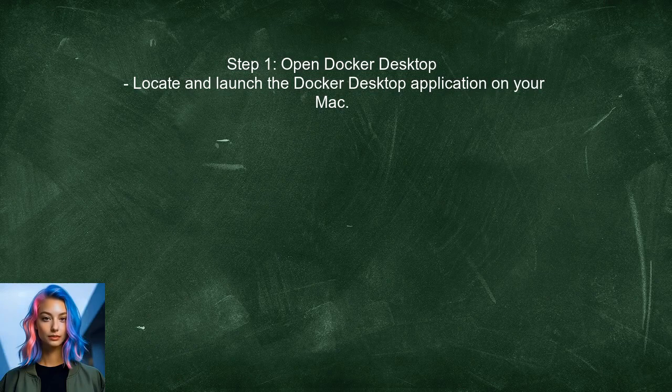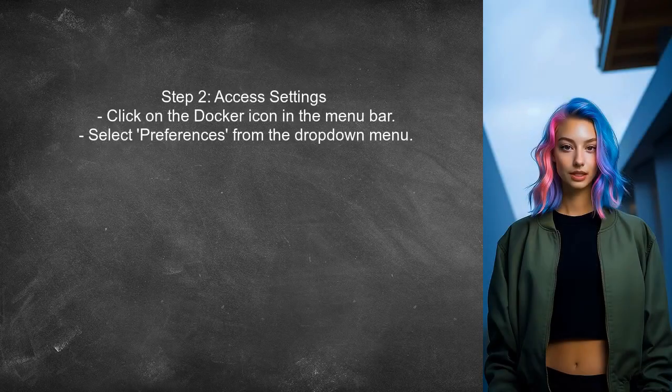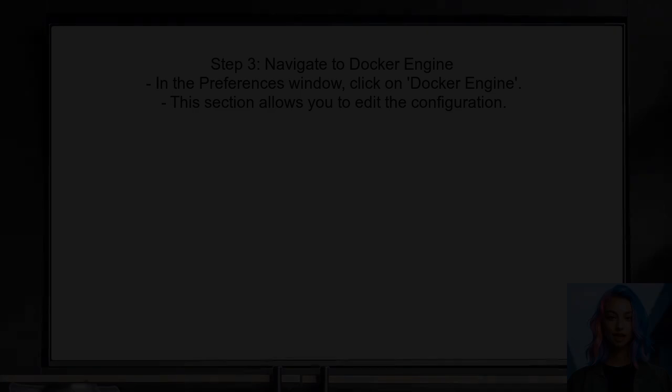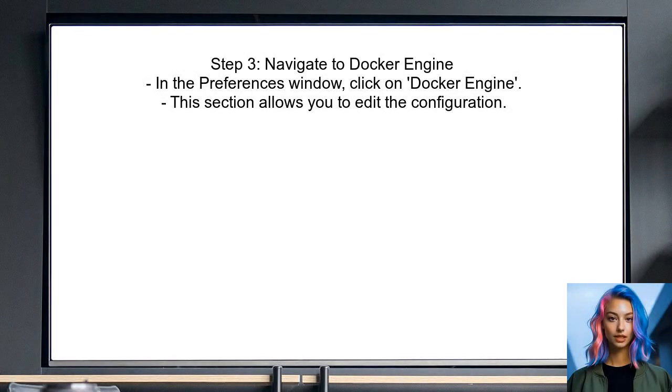To configure the default DNS server for all containers in Docker Desktop for Mac, the user should start by opening the Docker Desktop application. Next, the user needs to access the settings. They can do this by clicking on the Docker icon in the menu bar and selecting Preferences. In the Preferences window, the user should navigate to the Docker Engine section. This is where they can modify the configuration file.